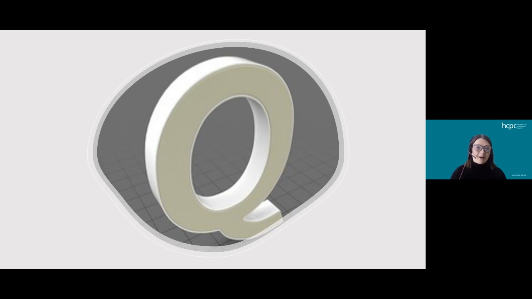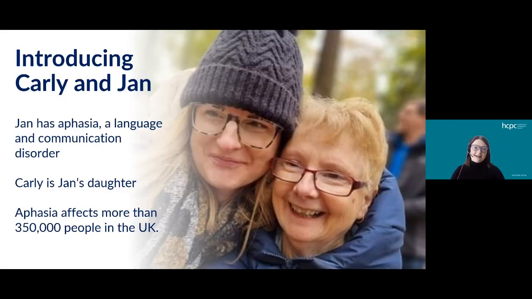And in order to do that, what better way really to do this than to hear directly from a person with communication support needs, Jan, and her daughter Carly. So Jan has aphasia. For those of you who may not know about this condition, aphasia is a language and communication disorder. It affects more than 350,000 people in the United Kingdom, according to the most recent statistics from the Stroke Association. And around a third of people who've had a stroke will experience aphasia. Aphasia can affect a person's ability to understand speech, to speak, to read, write, and or use numbers.